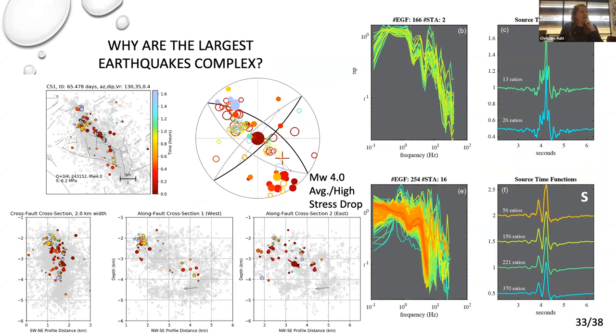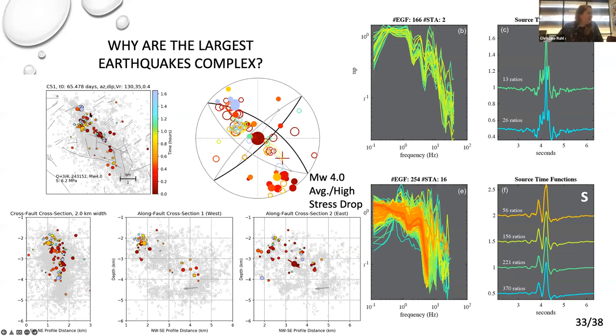And I'll bring it right back to Mogul. So why are the largest earthquakes and sequences complex? This is one of the magnitude fours in the Mogul sequence. It ruptured to the northwest, and it ruptured to the southwest, southeast, this direction. And it had all of these earthquakes associated with it statistically.